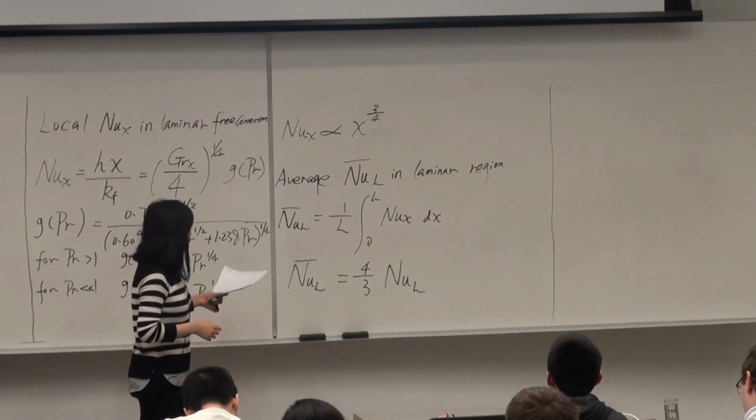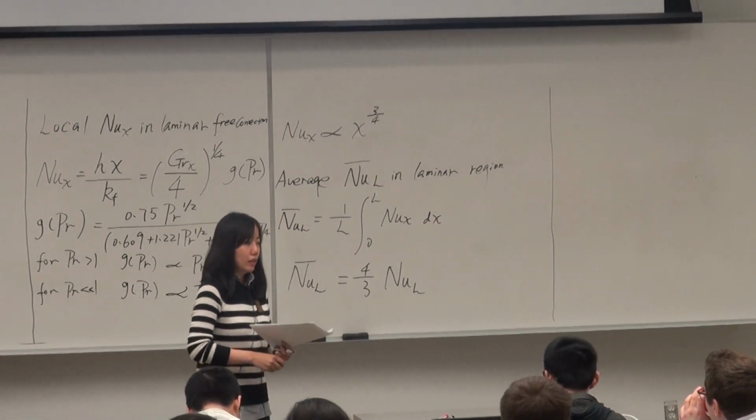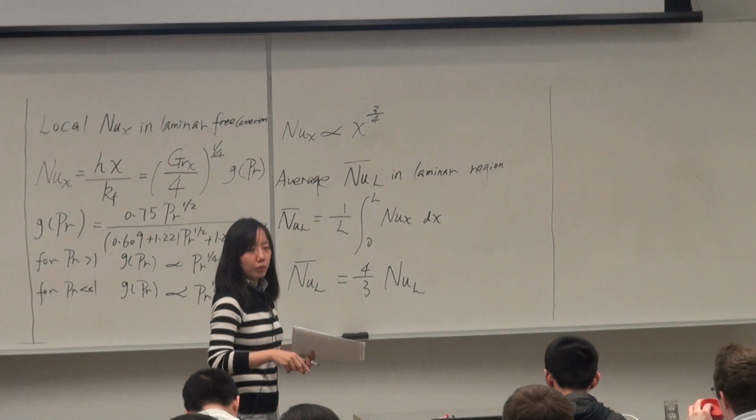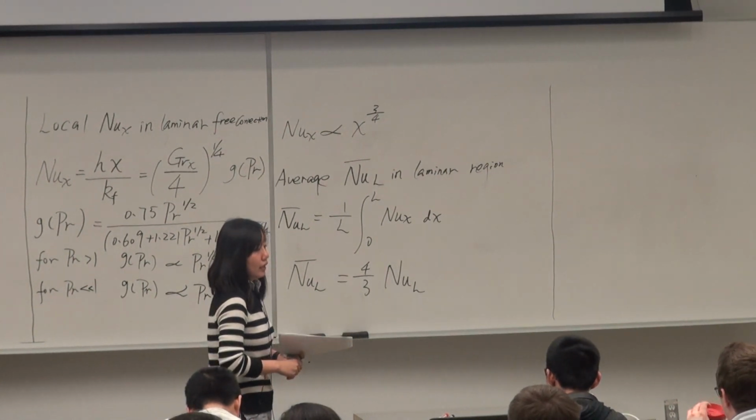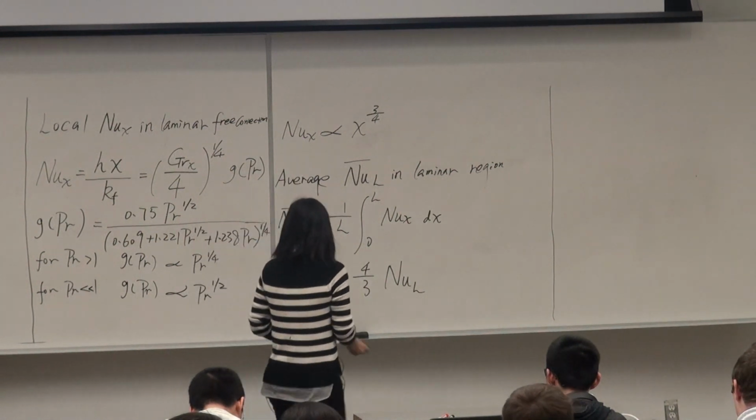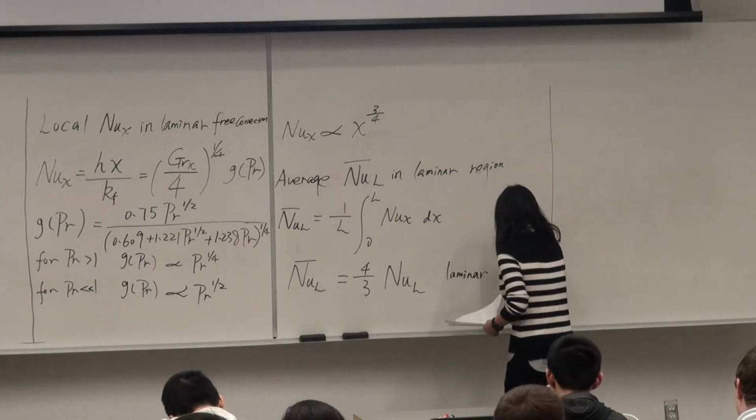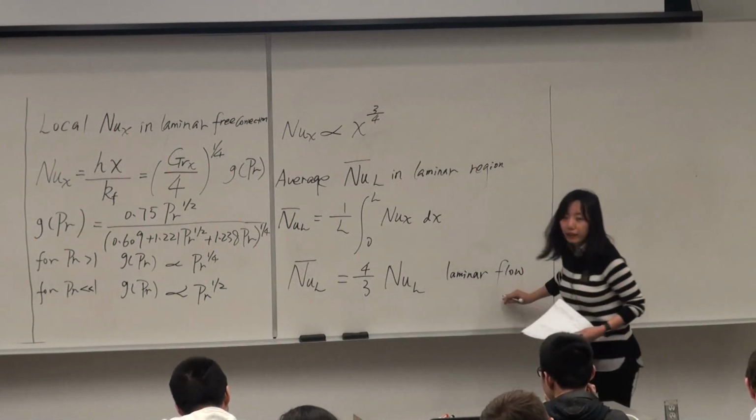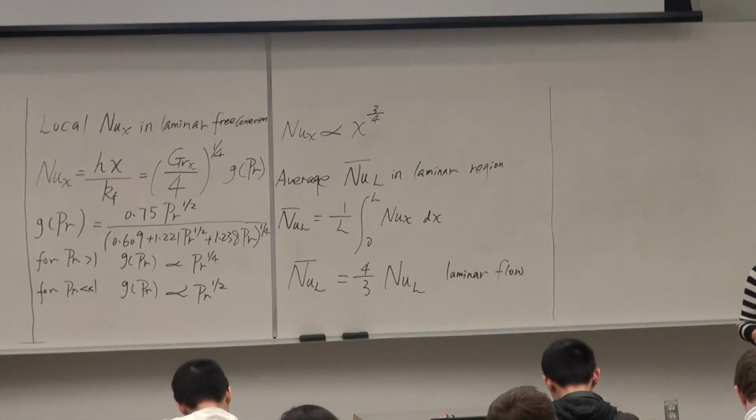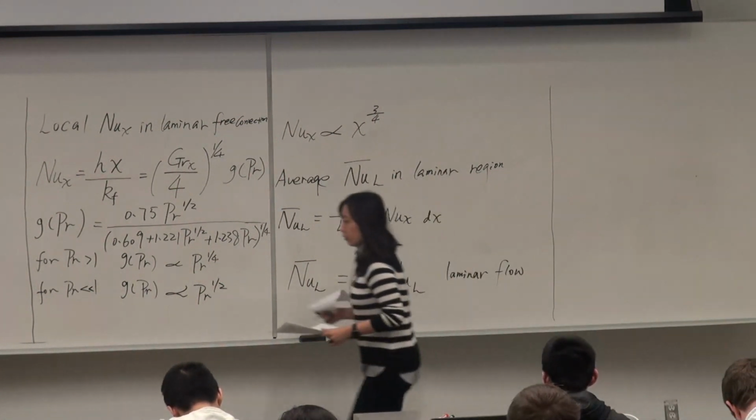And this correlation applies for both heating and cooling cases. We don't have different exponents for heating and cooling as in external flow. For this one, it applies for all cases, but it is only valid for laminar flow. Then we will talk about the effect of turbulence.